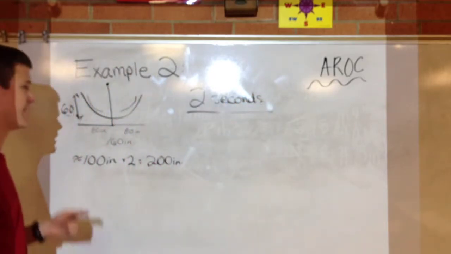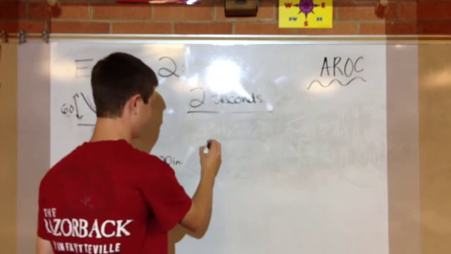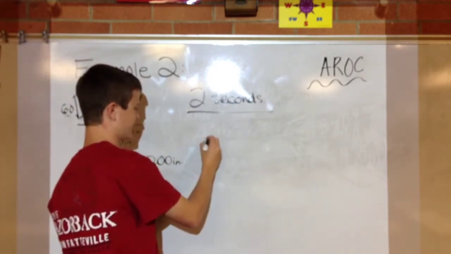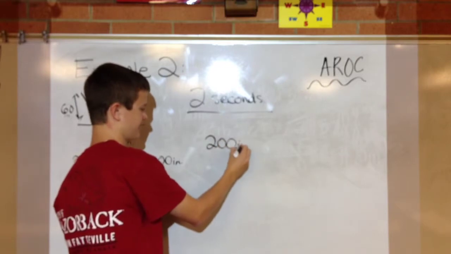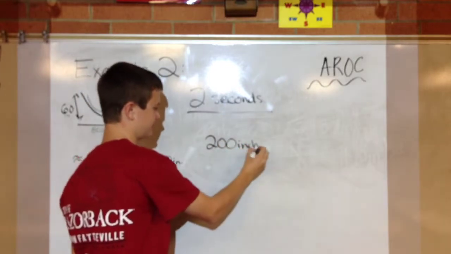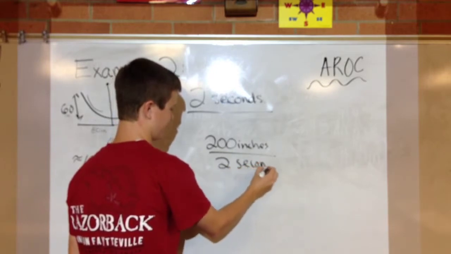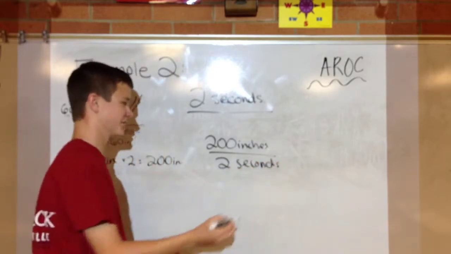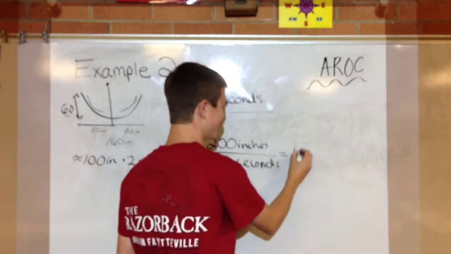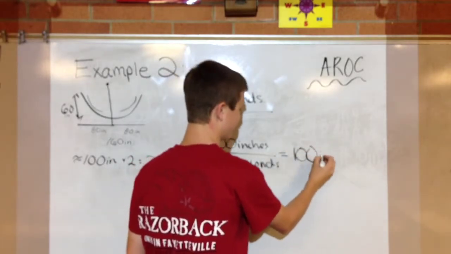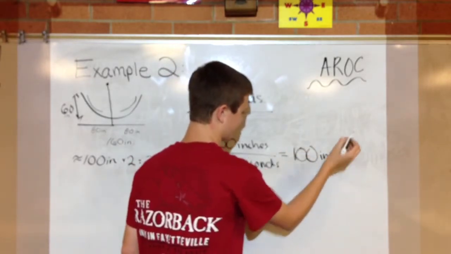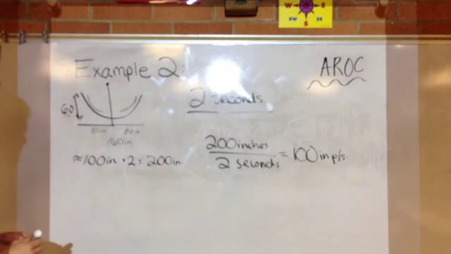Alright, so for the average rate of change equation, my total overall distance was 200 inches over 2 seconds. And this one's so easy you can almost do it in your head. You should be able to, rather. And so I was going about 100 inches per second. Cool.